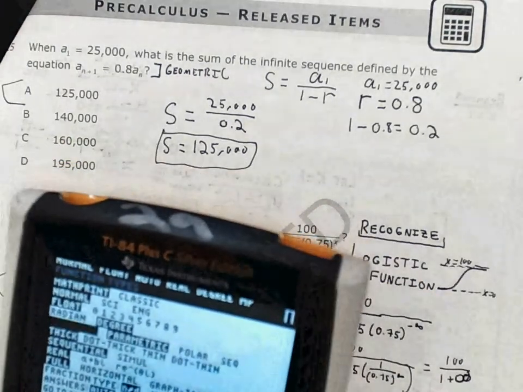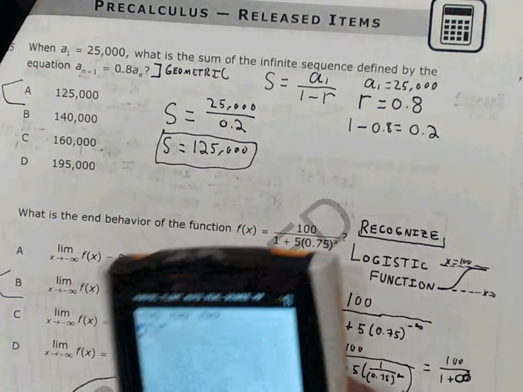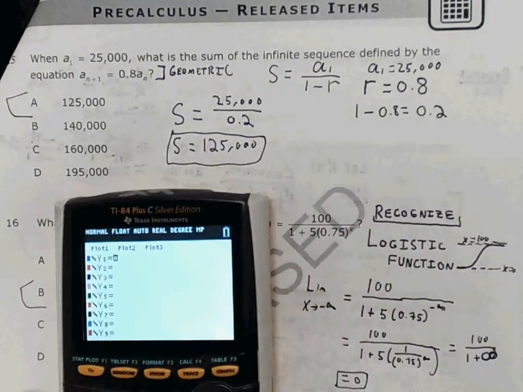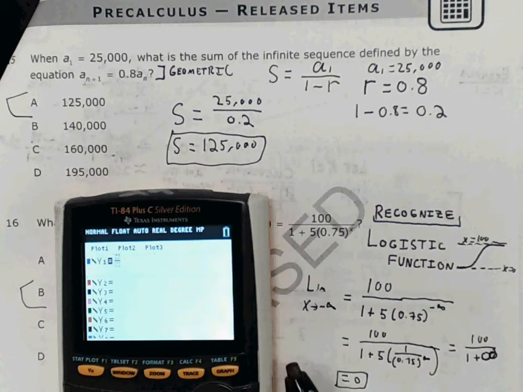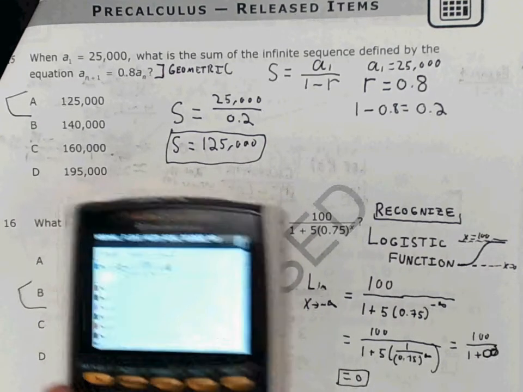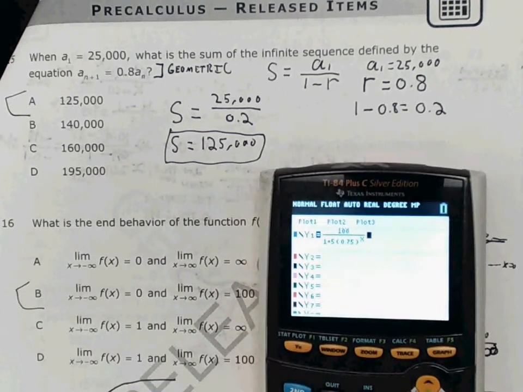Now let's evaluate this in the way that you can evaluate almost all limits in your calculator. Mode, function. Let's put in this logistic function: 100 over 1 plus 5 times 0.75 to the x power. That's a logistic function. And now we're going to find the limit.